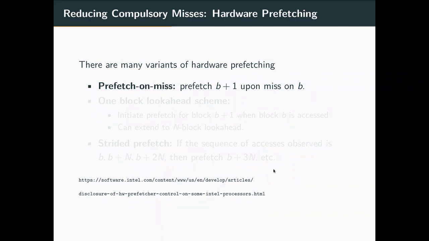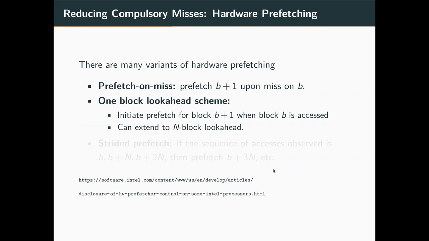Now, there are a lot of different variants even on hardware prefetch. The first one is prefetch on miss. If we miss on block B, then we prefetch B plus one, the next block. That's one option. We also have a one block lookahead scheme. This is different in that it still prefetches B plus one, but it does so anytime B is accessed, not just when we have a miss on B.